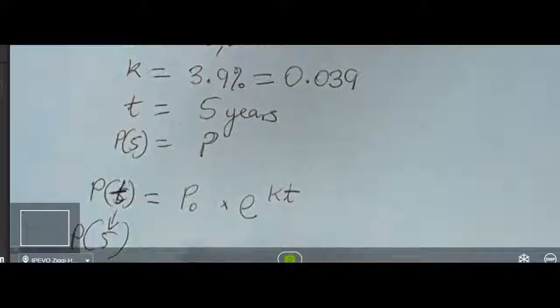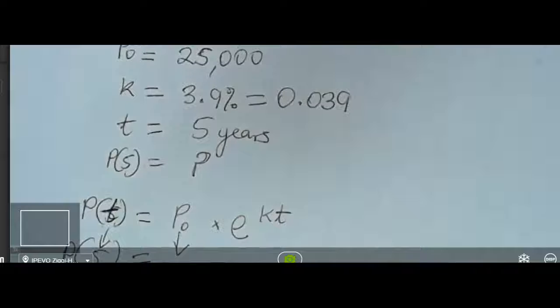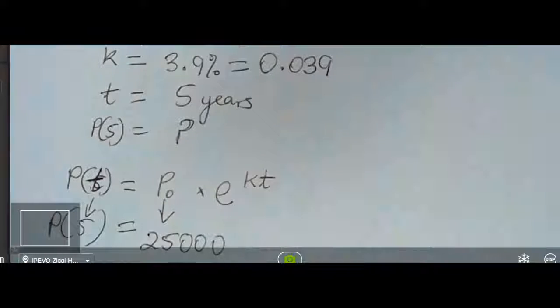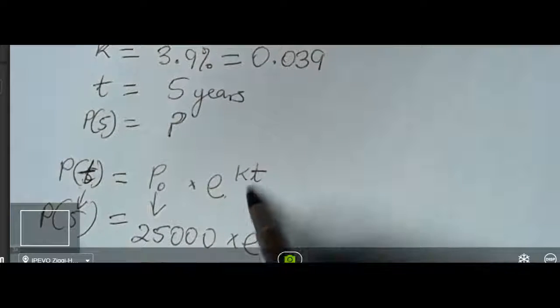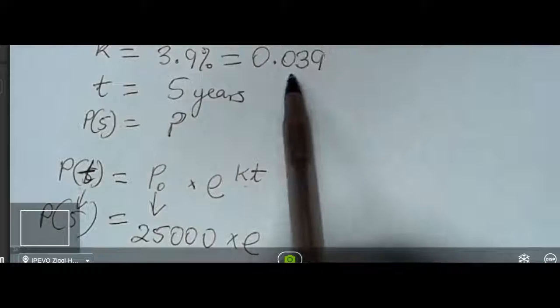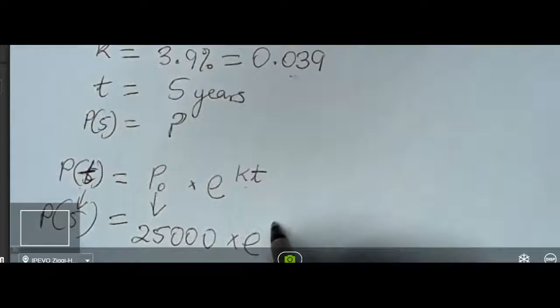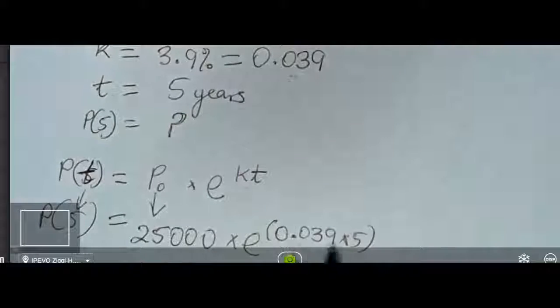t is 5 now. Equals our P0, which is 25,000, times the exponent, and our rate is that in decimal now. I will put it in parentheses the way I'm going to put it in your graphing calculator, and then times the time, which is 5 years. If you like, of course, you can multiply that before you put it into your calculator, but the graphing calculator will also do that for you.